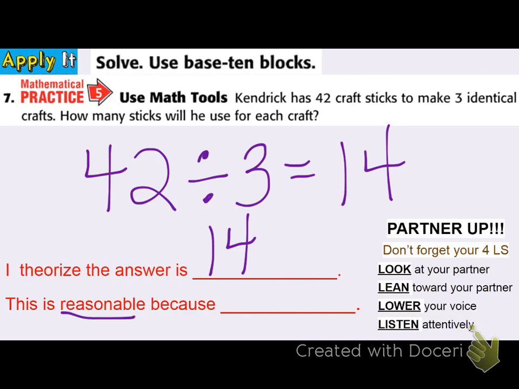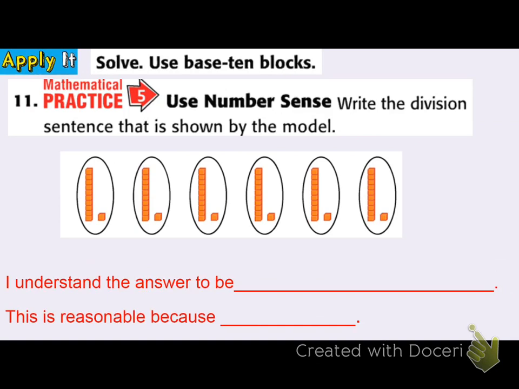So I theorize the answer is 14 sticks for each craft. Is it reasonable? Let's use that fact family to check our answer. 14 times 3 does equal 42. I have the right answer. Okay, I'm still going to apply it. I'm going to use those base 10 blocks to help me.